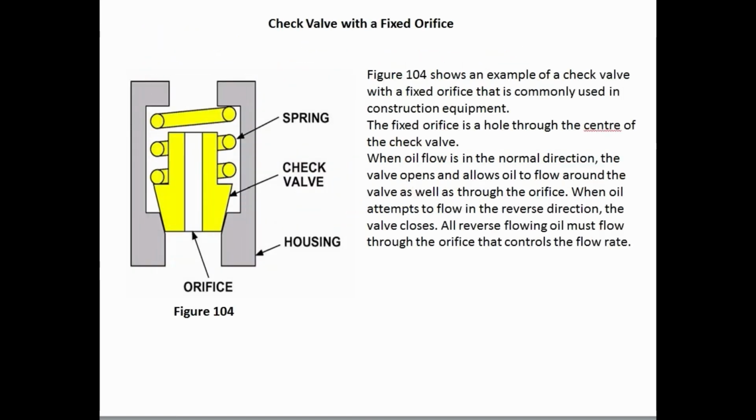Check valve with a fixed orifice. Figure 104 shows an example of a check valve with a fixed orifice that is commonly used in construction equipment. The fixed orifice is a hole through the center of the check valve. When oil flow is in the normal direction, the valve opens and allows oil to flow around the valve as well as through the orifice. When oil attempts to flow in the reverse direction, the valve closes. All reverse flowing oil must flow through the orifice that controls the flow rate.